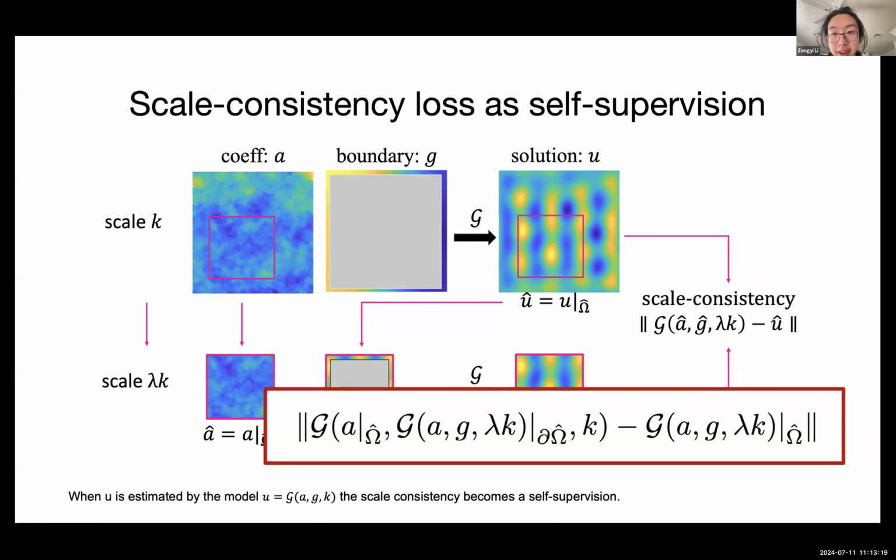But of course, this self-supervised loss should also be used together with the data loss. For example, like I said, the zero operator is one trivial solution that has the same input and output for the large domain and small domains. So this loss can only be used to help reduce generalization error, but it's not a complete loss that we can train with without any data.